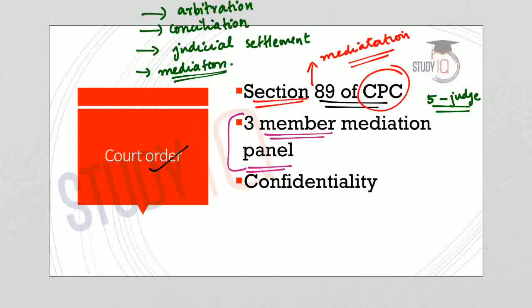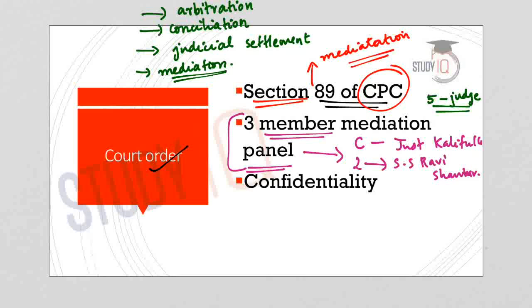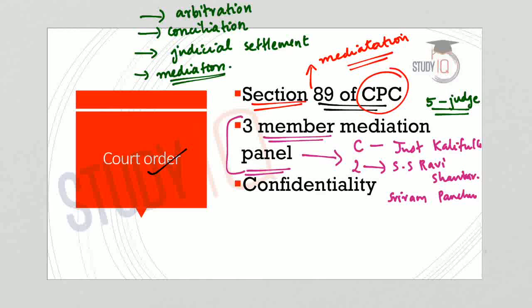So the 5-judge Constitution Bench has come with the verdict of constituting a mediation panel with 3 members, and the chairman of the panel would be former Supreme Court judge, retired Justice FMI Khalifullah. Apart from the chairman, there are 2 other members: the spiritual guru Sri Sri Ravi Shankar and the senior advocate Sriram Panchu. The mediation proceedings will be held in camera in Faridabad, and the Supreme Court has barred both print media and electronic media from reporting the proceedings of the mediation.